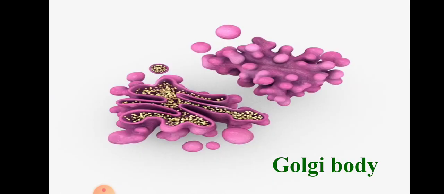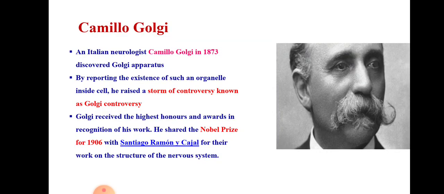In this video, we are going to see about the Golgi apparatus or Golgi bodies. An Italian neurologist called Camillo Golgi, in the year 1873, discovered the Golgi apparatus. By reporting the existence of such an organelle inside a cell, he raised a storm of controversy known as the Golgi controversy.